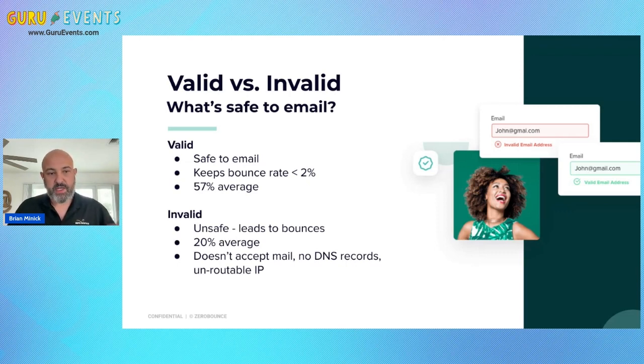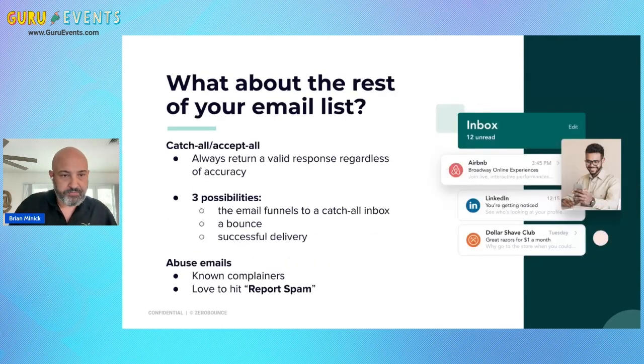So I got 57% on valid, 20% on invalid. So 77%. I just covered a big chunk of your list, but here's where it gets really interesting. What about that remaining percent that maybe people are not even aware of? So there's gray area, and we're going to talk about that right now.